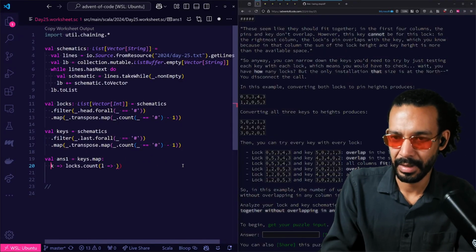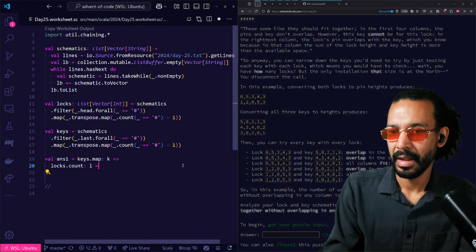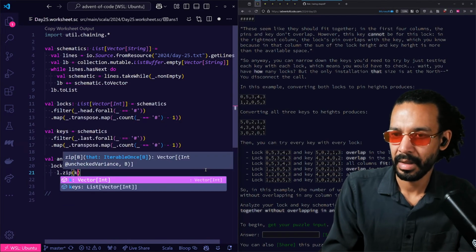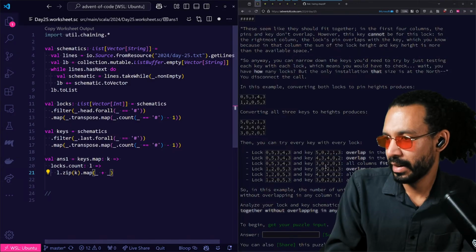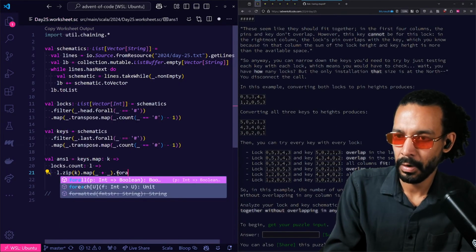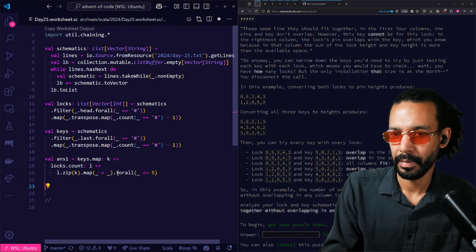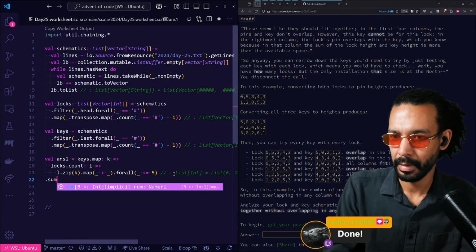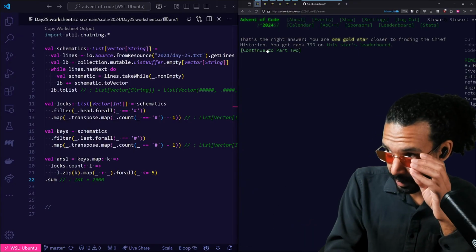Let's see, I'm gonna change this to locks.count L such that, how do we do this? L.zip K, map with addition, and for all, it's less than 5. Yeah, not for all, less than or equal to 5. And then we sum all of those. Whoops. 2,900. Hey, there we go. Continue part 2.